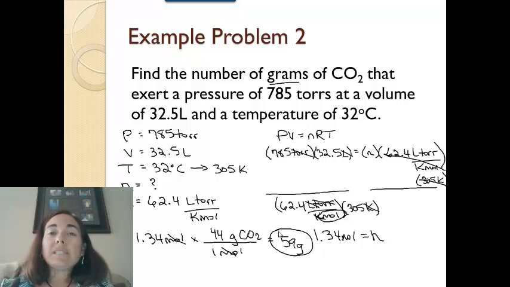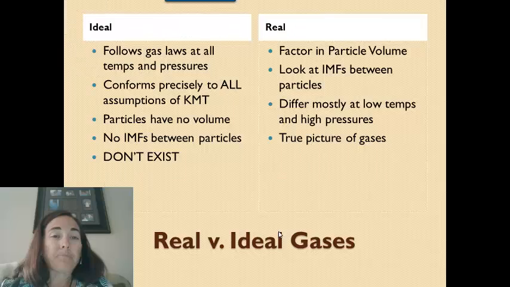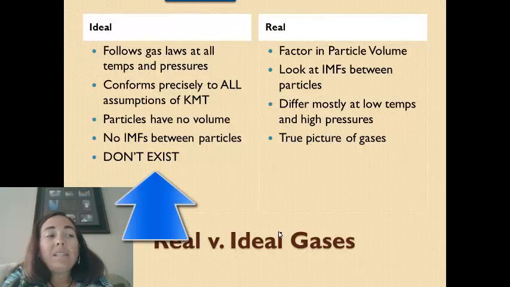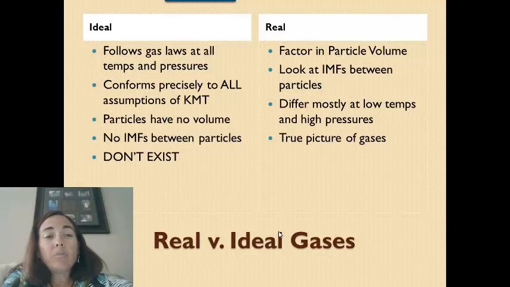While we're here, let's take a look at the comparison between real and ideal gases. Now, ideal gases are the ones that follow all these gas laws at all temperatures and pressures. So they conform to all the parts of the kinetic molecular theory that you've studied before. We do assume that ideal gas particles have no volume. They also don't have any attraction or any intermolecular forces between them.